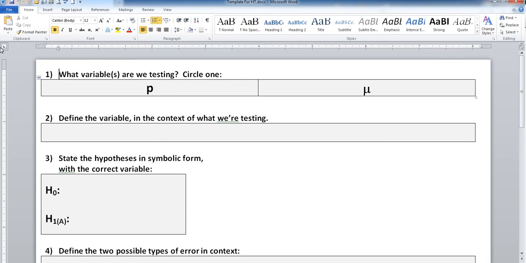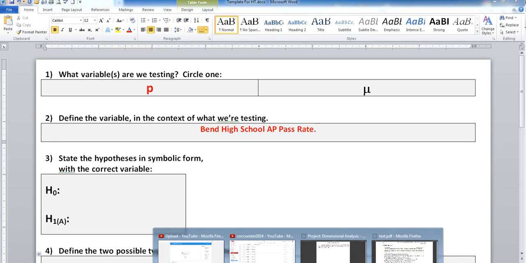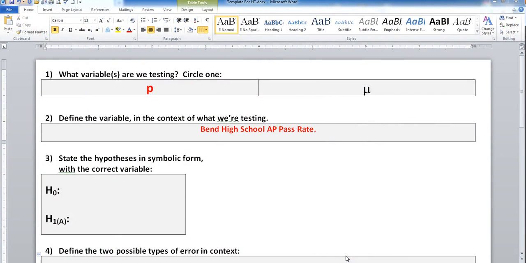Since we're testing a pass rate, we are definitely testing a proportion. So you're testing little p, not mu yet. The variable we're testing, since we're interested in Bend, is the Bend High School AP pass rate. That's what p is in this one. And we're trying to see if it's any different than the national average. The national average is 59%. We want to see if Bend's is significantly lower than that 59%.